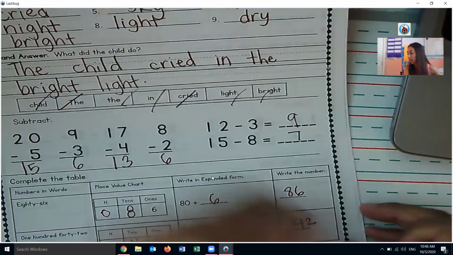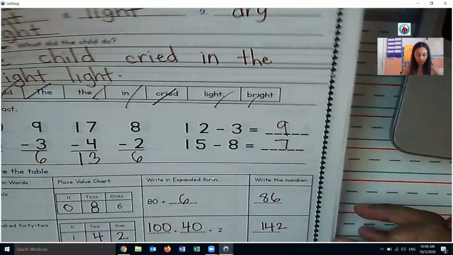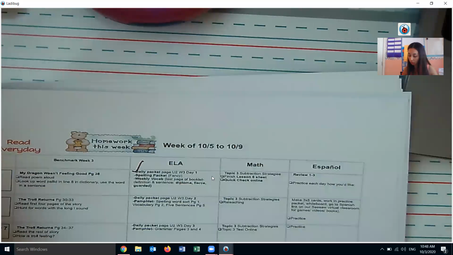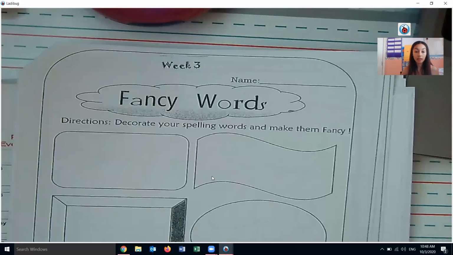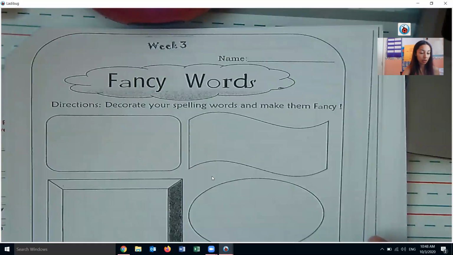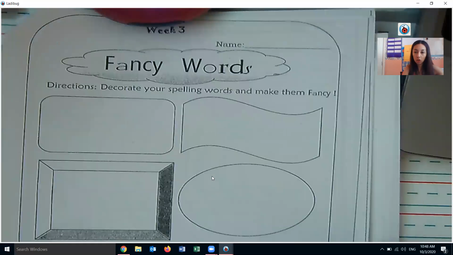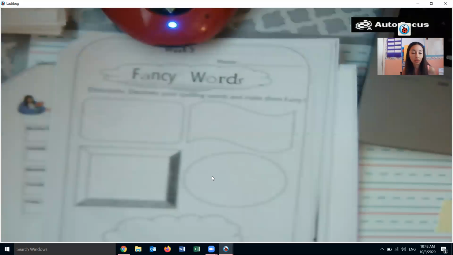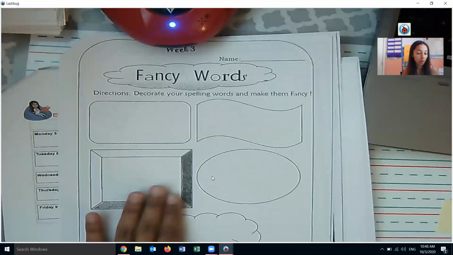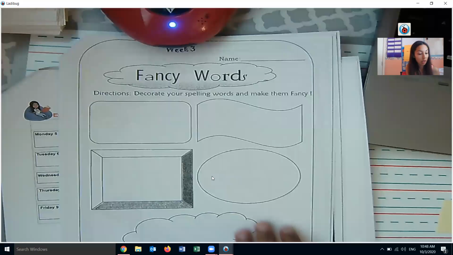Okay, so that's our daily packet. I'm going to check that off, daily packet. And I'm going to just remind you that today is our homework day to do fancy words. So decorate your spelling words and make them fancy. When I checked last unit's words, I noticed that some people forgot the backside. So know that there is a backside.